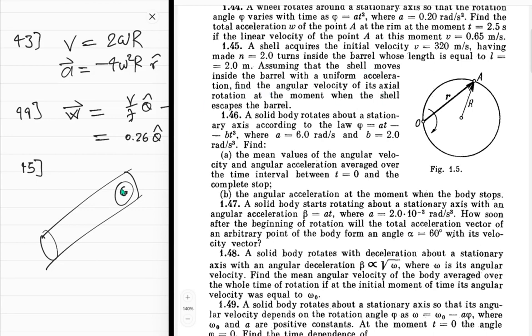Inside a barrel's uniform acceleration. All right. Find the angular velocity of its axial rotation at the moment when the shell escapes the barrel. Of its axial rotation, right? So along this axis that's going out, of course. It's doable, I think. So if it's pure rolling, is it just rolling?